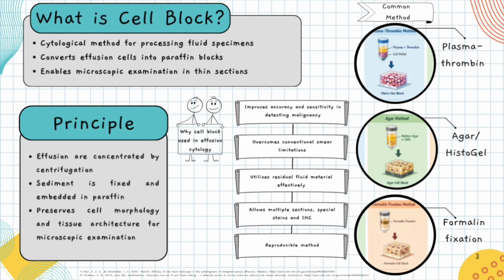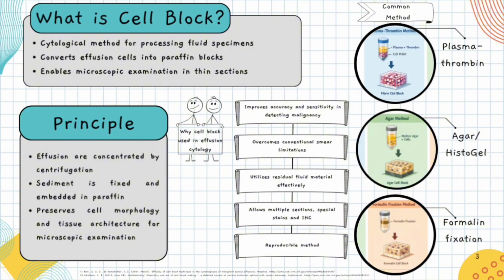Next, I will explain the principle of the cell block technique. Initially, the fluid specimen is centrifuged to concentrate the cells. After centrifugation, the cell-rich sediment is collected. This sediment is then fixed and embedded in paraffin. By doing this, the technique helps to preserve cell morphology as well as tissue architecture. This preservation is important for accurate microscopic evaluation.